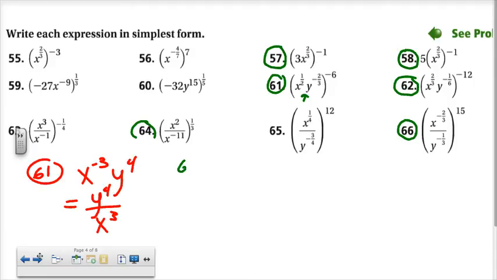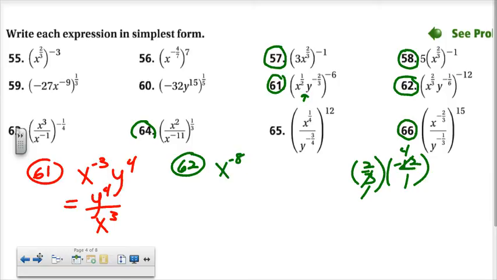Then number 62. Same type of thing. I'm going to go ahead and distribute that -12. So we have 2/3 times -12 over 1. And again, a little reducing, so that'll give you -8. So x to the -8th. And then your y, you want to take a -1/6 times the -12 over 1.